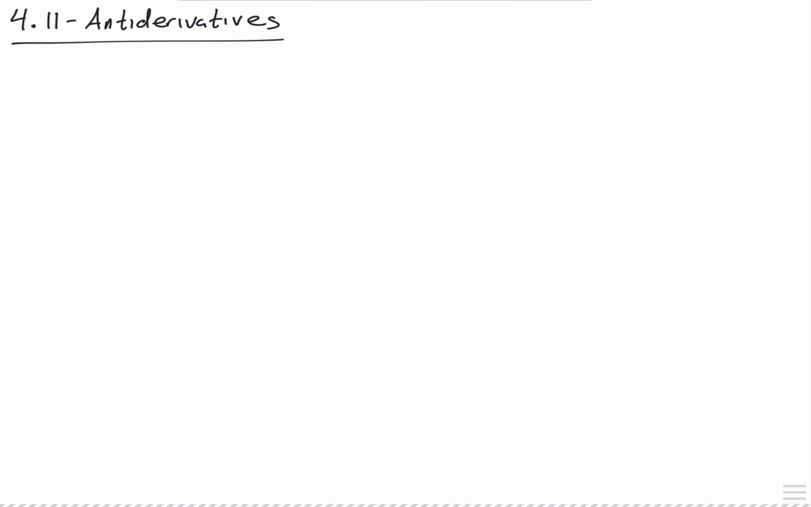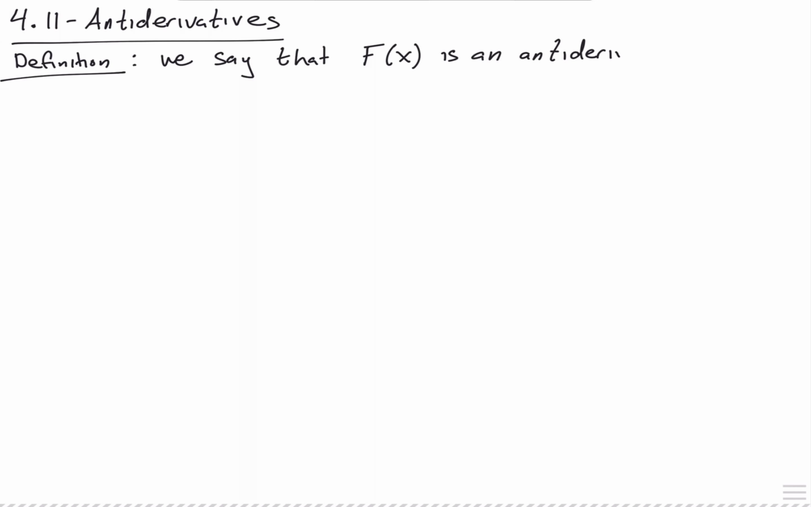Okay, so let's start off with the definition here. We'll just say capital F of x is an antiderivative of little f of x if capital F prime of x equals little f of x. Okay. So let's do some simple examples.